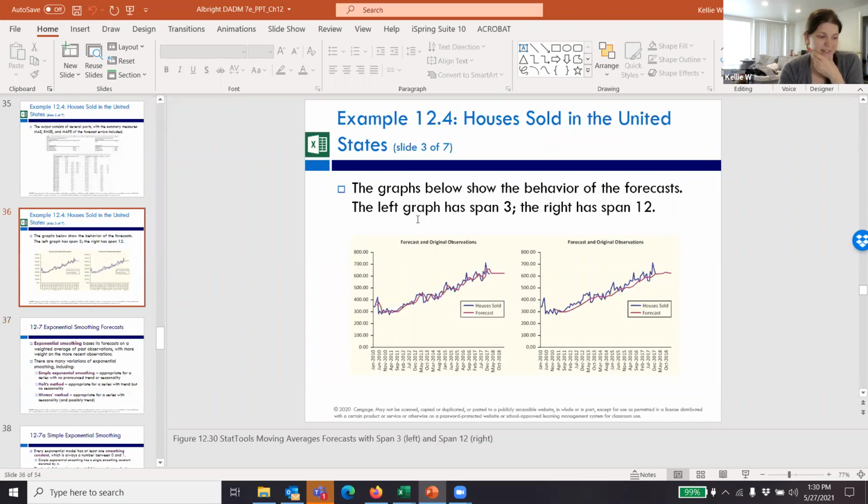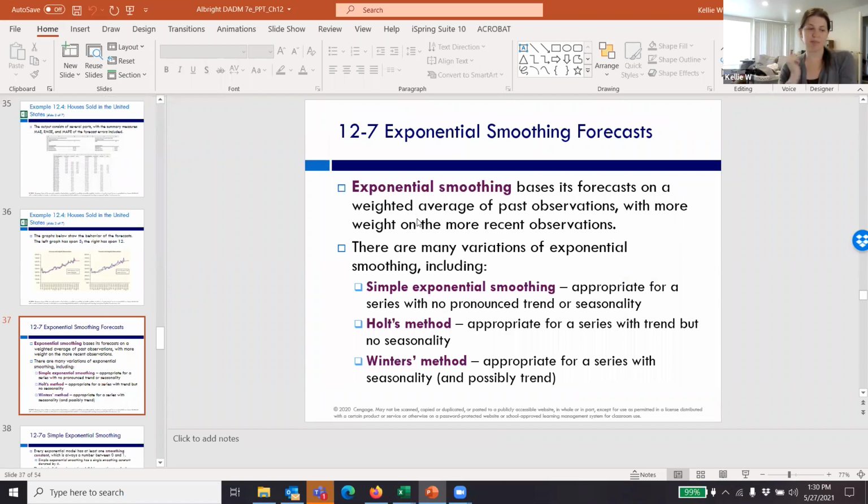Okay, so those are moving averages. For exponential smoothing, we're basing our forecast on a weighted average of past observations, and we place more weight on recent observations. So simple exponential smoothing works if we have no pronounced trend or seasonality. Holt's if we have a trend but no seasonality, and then Winters' method if we have a series with seasonality that may also have a trend.